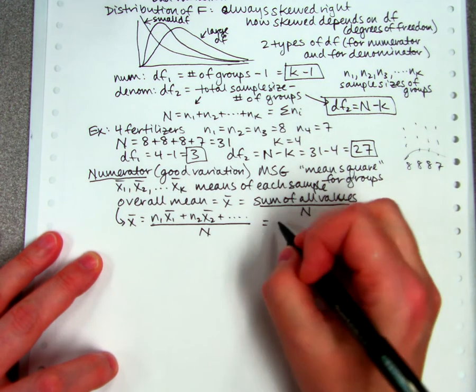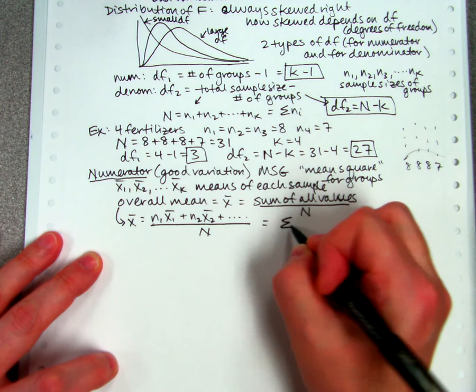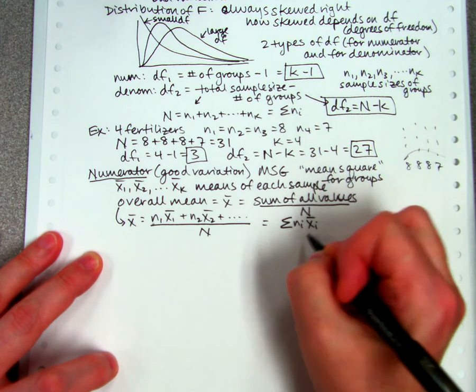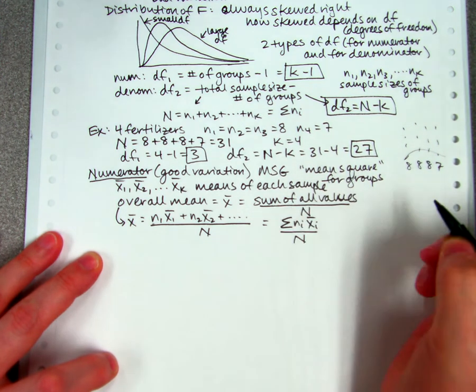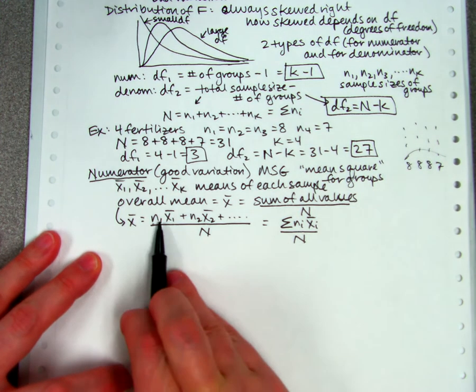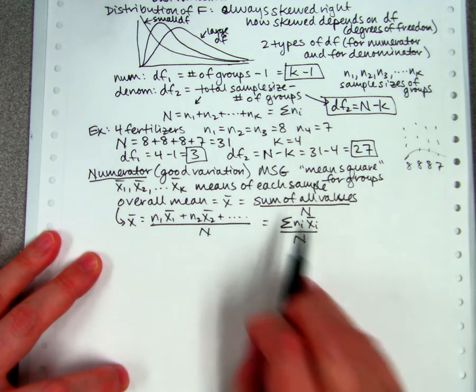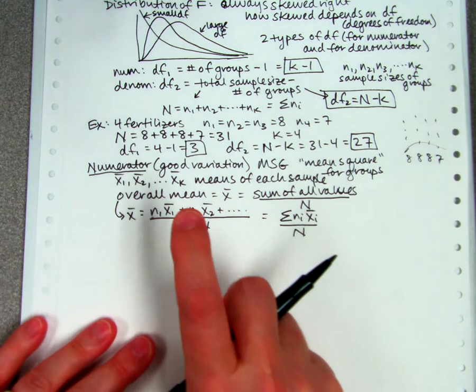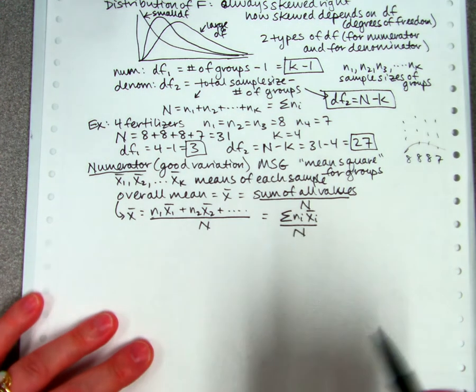Or the way the book likes to write it is with the sum symbol, all of the ni's times xi bar over N, and i represents whichever one you're talking about. So i starts at 1 and then goes to 2 and then goes to 3 all the way up to k. And that is not MSG yet, but that's okay.